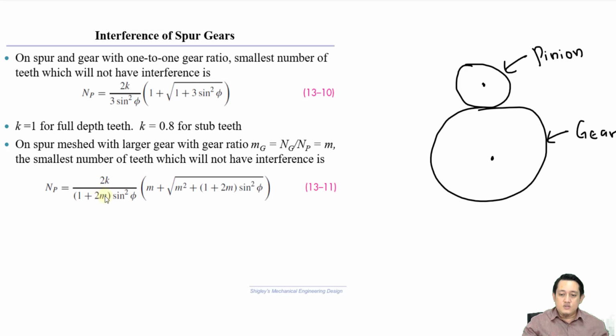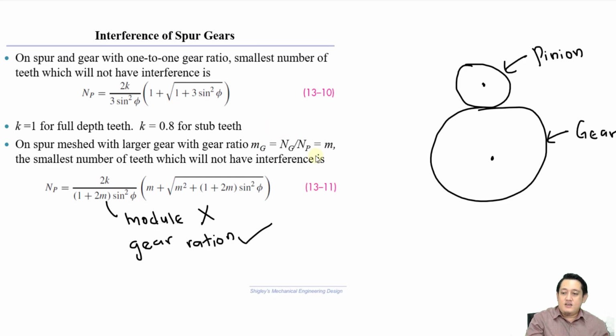So again, this m here is not module. This one here is the gear ratio, not module. So we can use this equation to calculate the number of teeth of the pinion. If we calculate the number of teeth of the pinion, how do we determine the number of teeth of the gear? Easy lah, because we already have this one, mg.